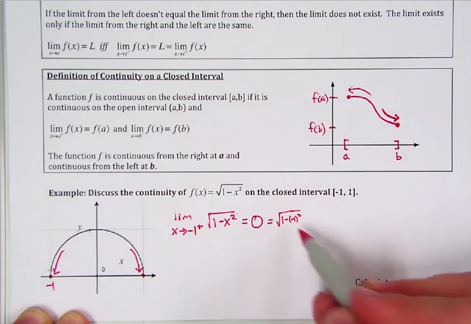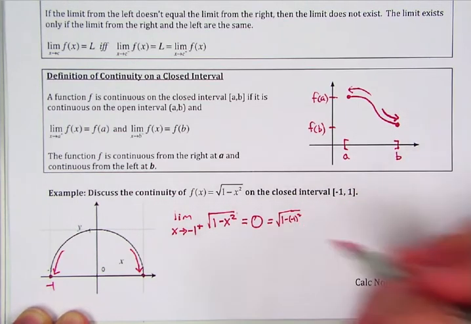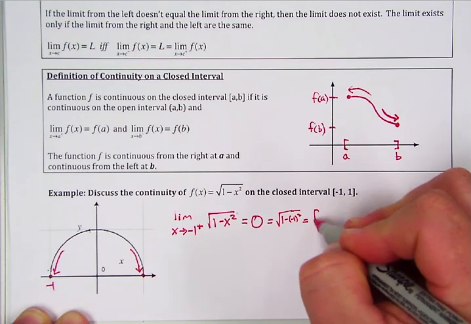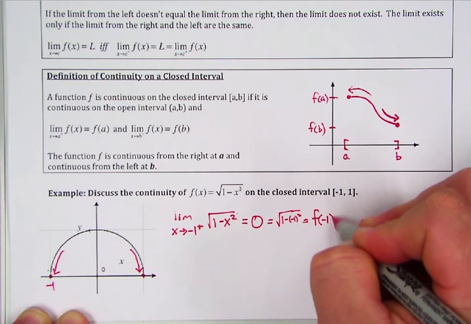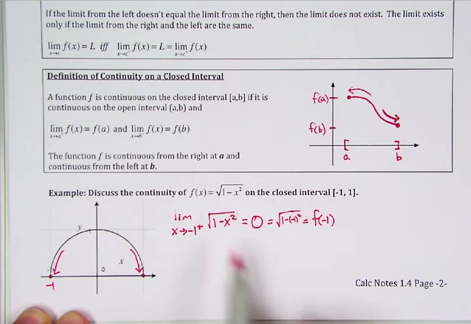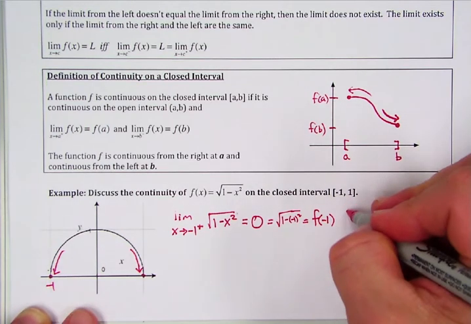So here we have 1 minus 0. The square root of 1 minus 0 is 0. So it does indeed equal f of negative 1. So that works. It is continuous from the right.